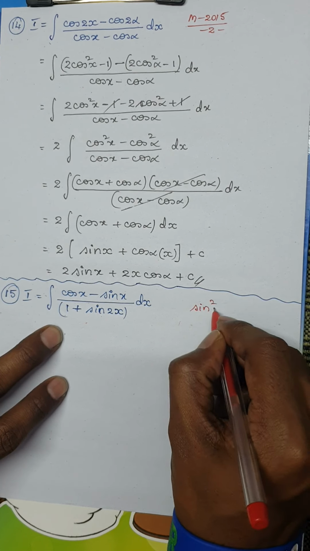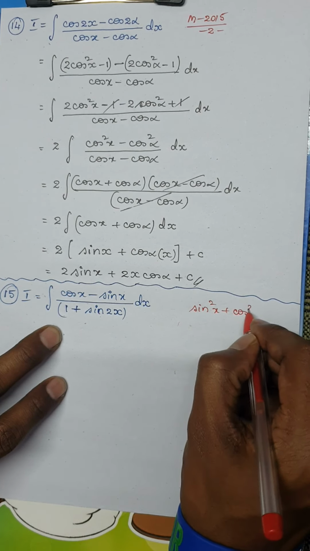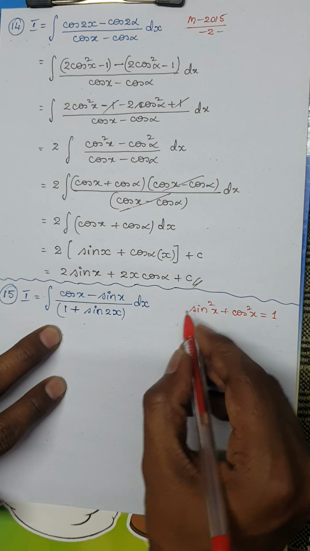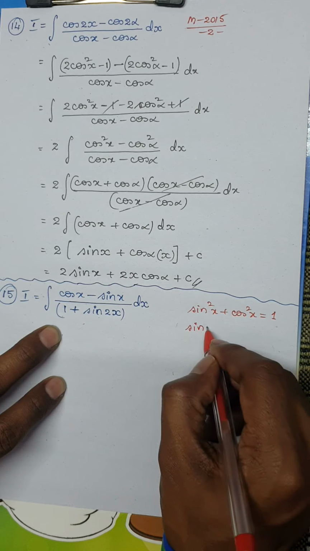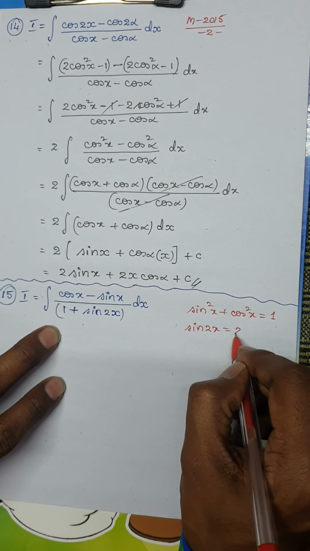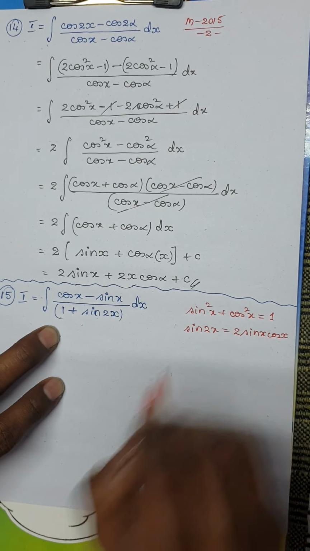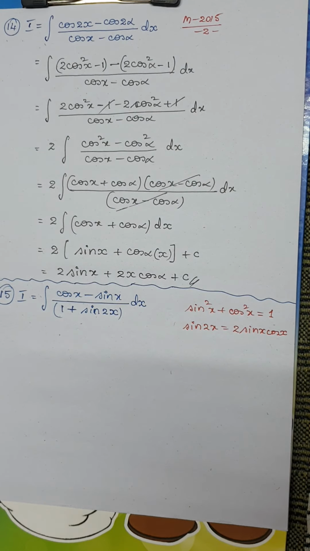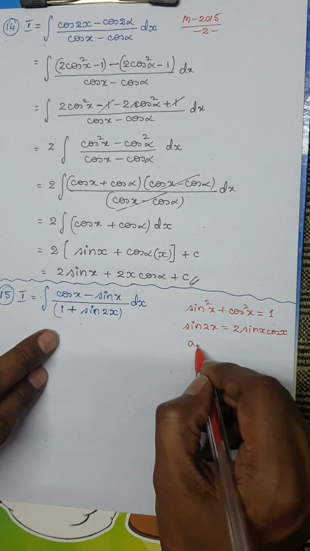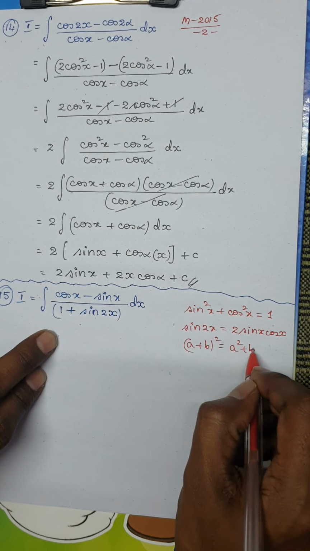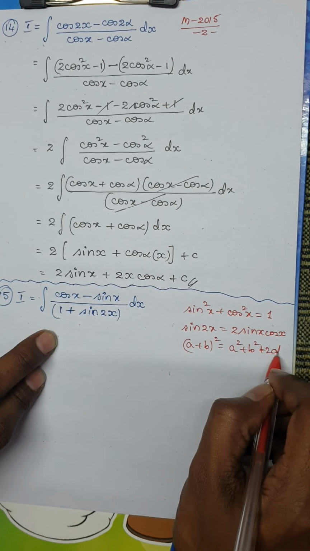We know sin square x plus cos square x is nothing but 1, isn't it? We are going to use this. Next I am going to use this one also: sin 2x can be written as 2 sin x into cos x. These are basic formulas of trigonometry. So I'm going to use this. At the same time, I'm going to use this formula: (a plus b) whole square is a square plus b square plus 2ab.